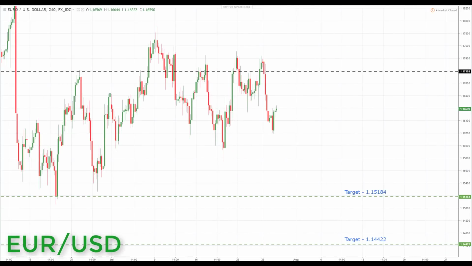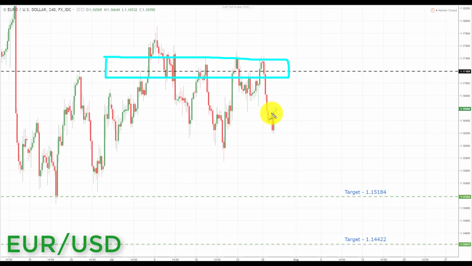So the first pair we're going to look at is euro dollar. Now, last week we were looking for a decline from the key area of broken support, turning resistance up here at the 1.17189. You can see we did actually get this decline last week. So we had a nice move from this level last week, and we are now looking for the target set from last week.